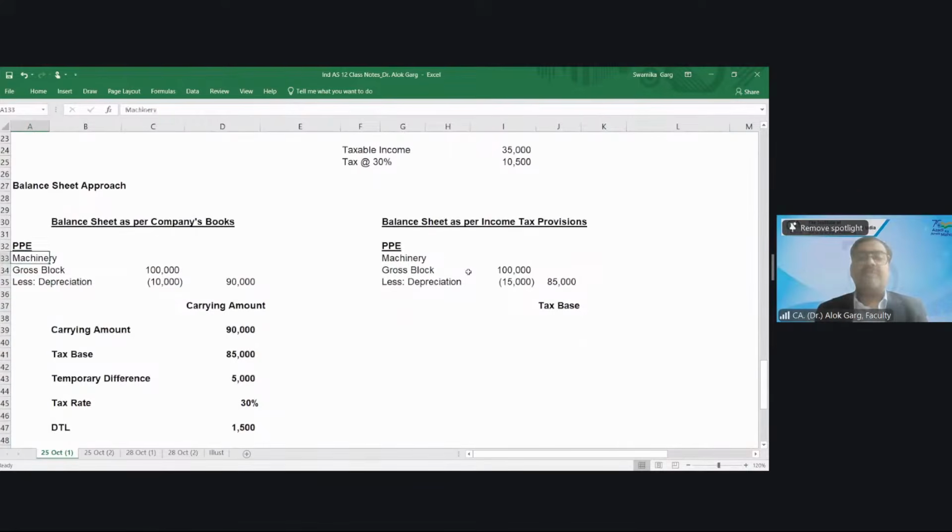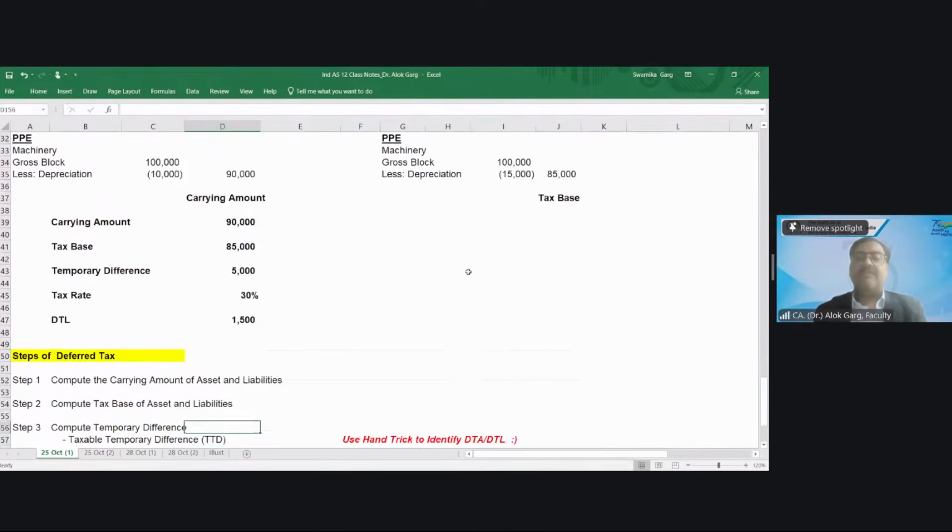The balance sheet approach means the balance sheet as per the company's books and the balance sheet as per income tax provisions. Your gross block is 1 lakh, depreciation is 10,000, 90,000 is your closing balance. Here 85,000 is your closing balance. This is known as the tax base. This is known as the carrying amount, or also the book base. Your carrying amount is 90,000, tax base is 85,000, temporary difference is 5,000. Tax rate is 30%, DTL is 1,500, right?